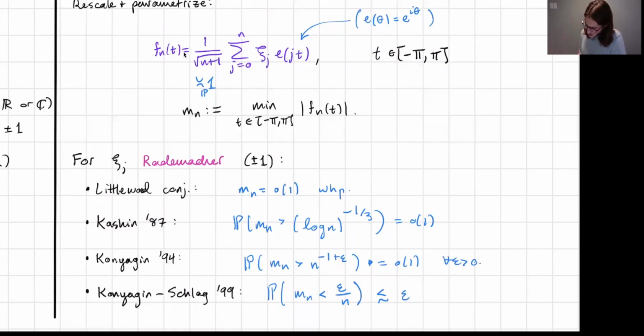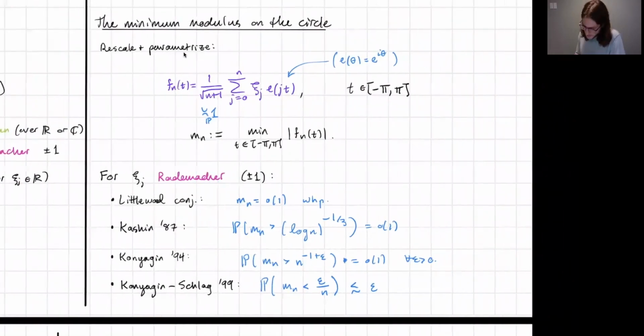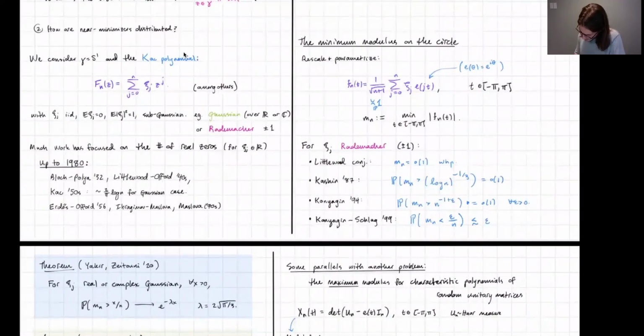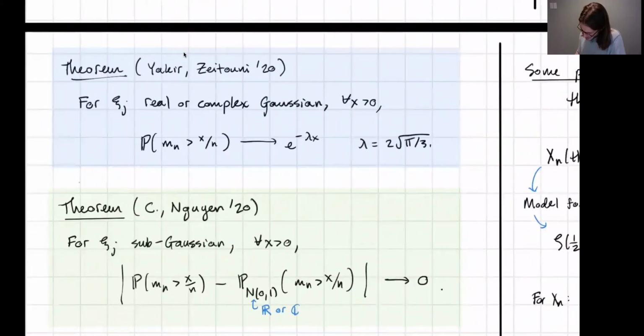So it seems like, if you multiply by n, then this might converge to some random variable. Okay, and so that's what we've been able to show.